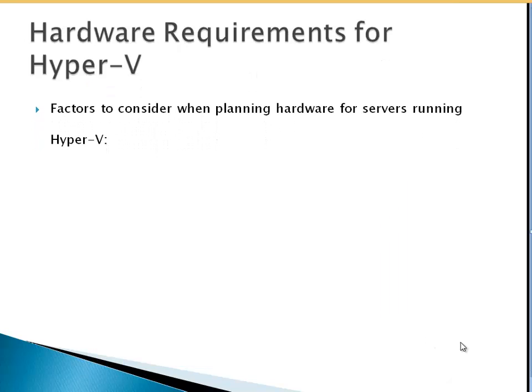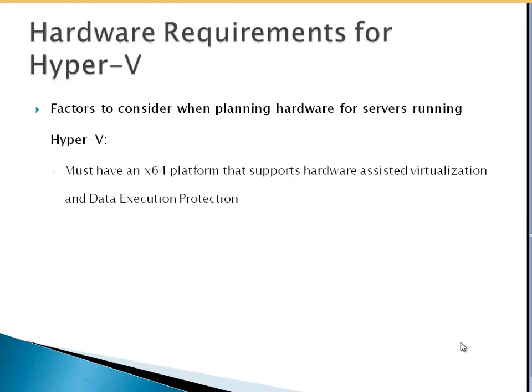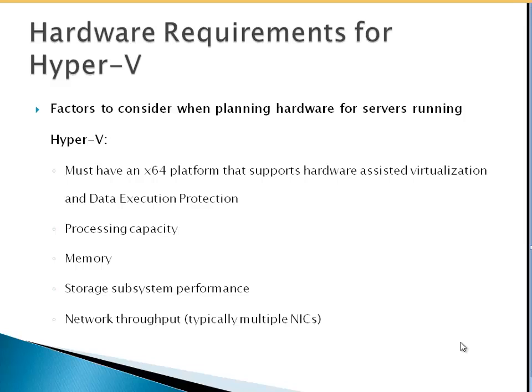For the hardware requirements for Hyper-V, we have to consider a few things. The first thing, to run Hyper-V, we need a 64-bit CPU with hardware-assisted virtualization enabled, and data execution protection enabled. Then processing capacity. The more processing capacity we have, the better, because we're going to have different virtual machines running. Then we have to think about memory, how much memory we have, because each individual virtual machine will need its own memory. And storage subsystem performance. Network throughput, typically multiple NICs.